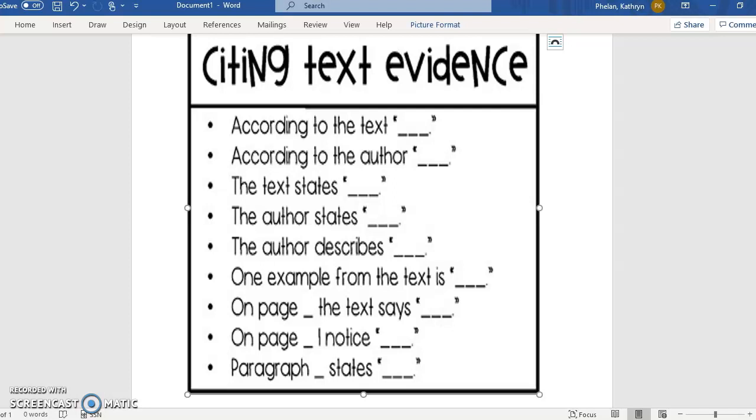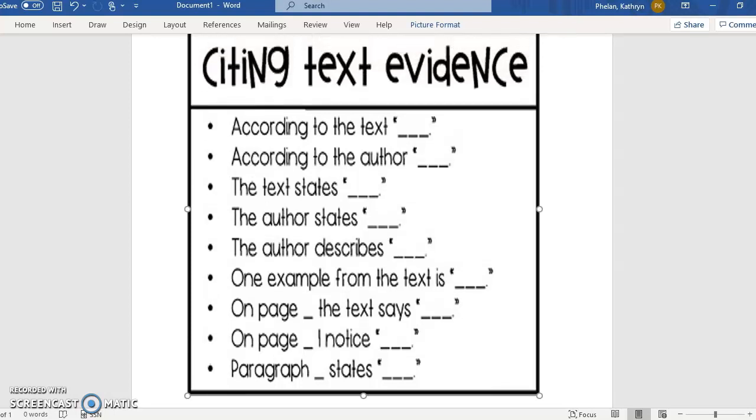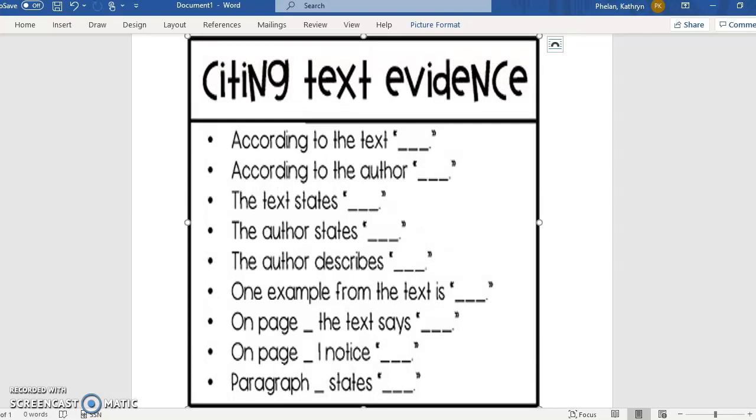You could say something like, one example from the text is blank. Another example from the text is blank. You could also cite on page blank or in paragraph blank it states. So all of these are different options that you can use to introduce text evidence.